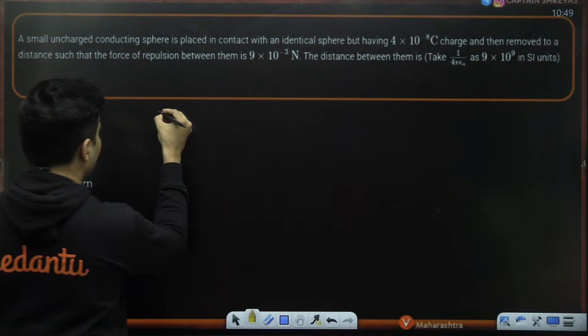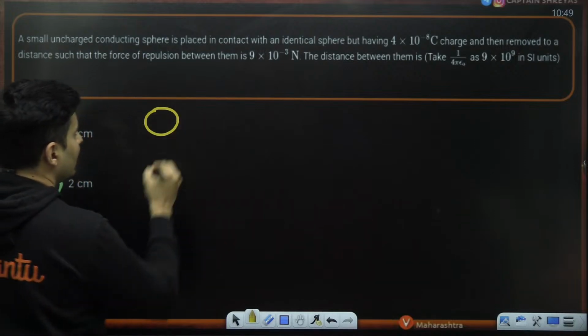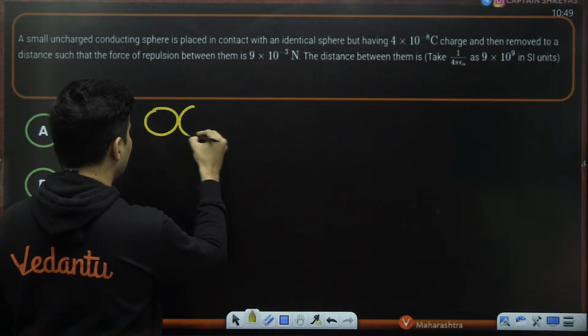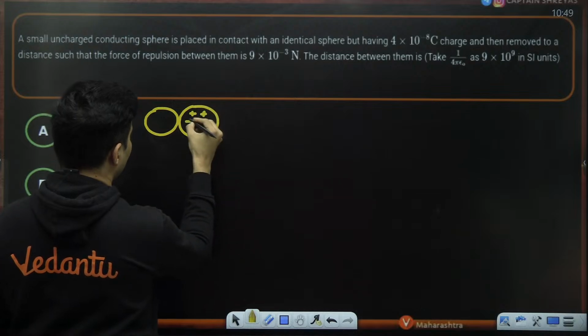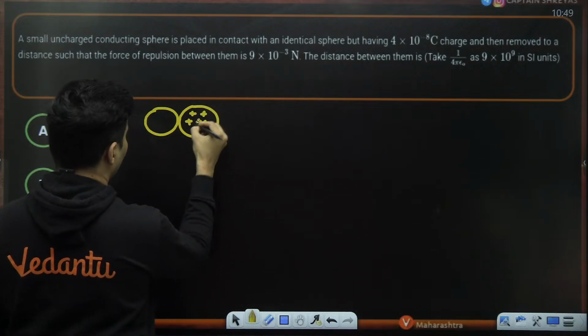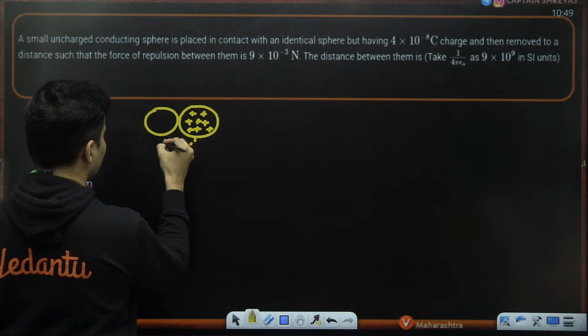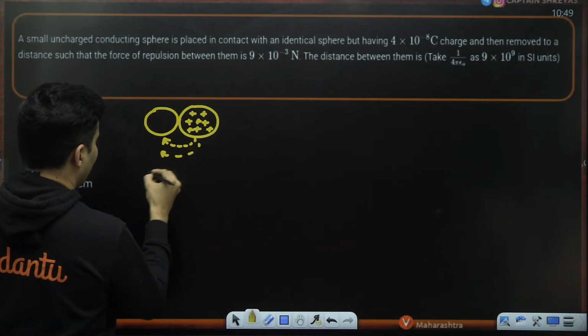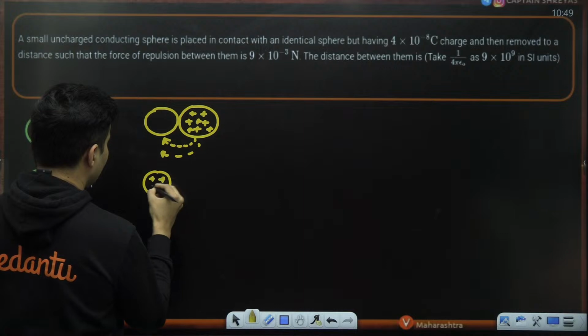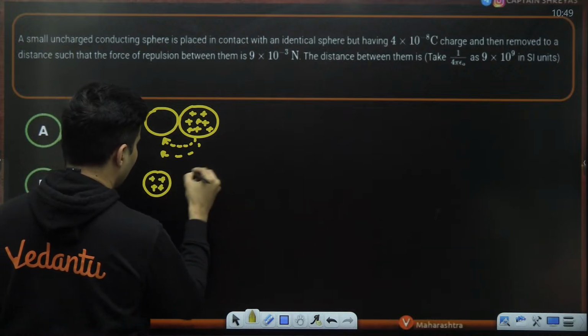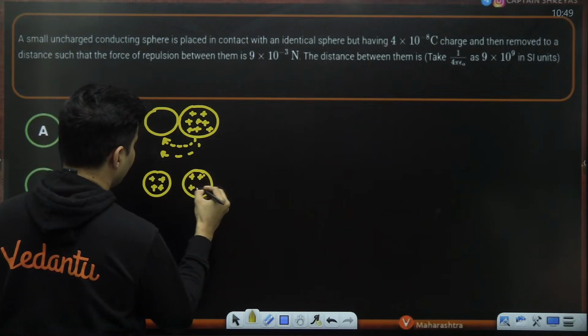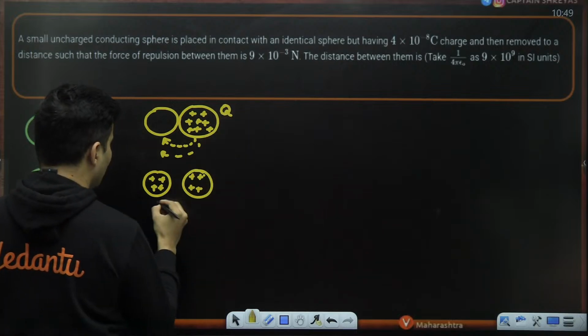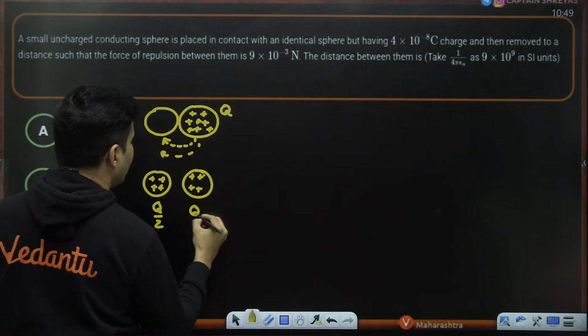A small uncharged conducting sphere, okay? If you have an uncharged conducting sphere placed in contact with an identical sphere with some charge on it, what will happen? These charges will start going onto this one, and eventually some charges will be here and some charges will be over here. They will get divided equally. If this was q, this will become q by 2 and q by 2.